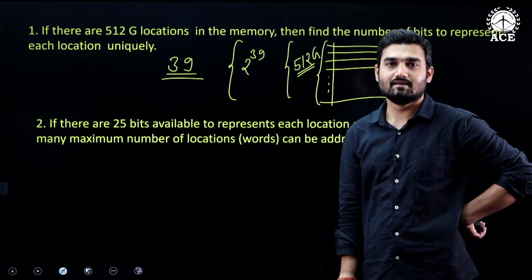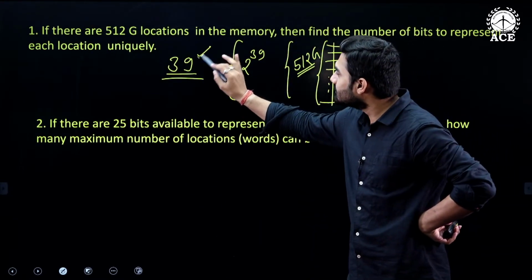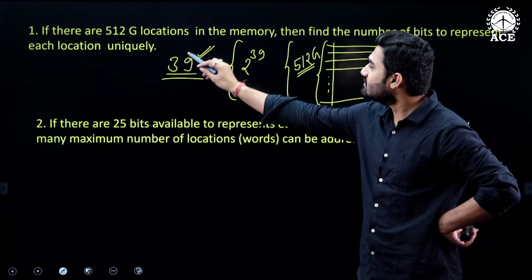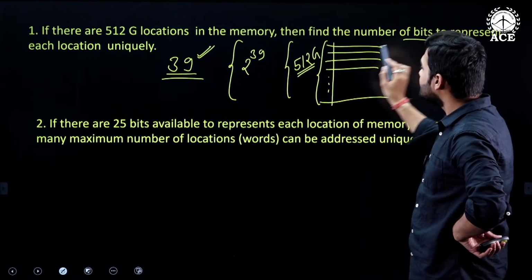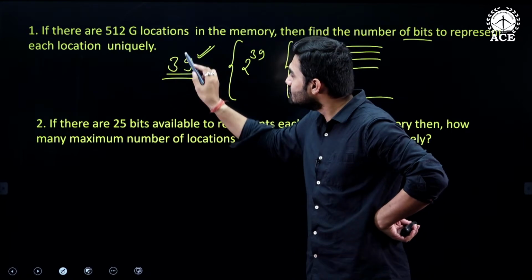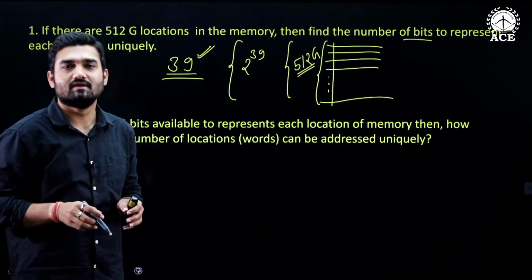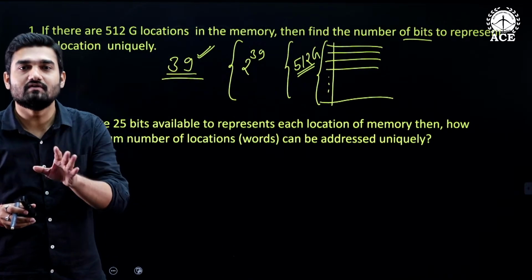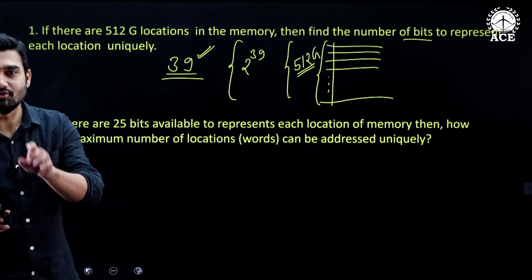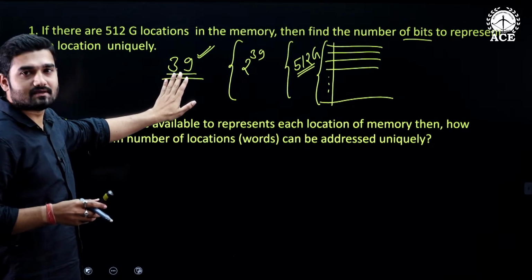Bits required? 39. So this is the entire part. The question was asking to find the number of bits to address each location uniquely, which is 39 bits. Did you understand it, or did you just solve it? Please tell me. Please understand, 39 bits.